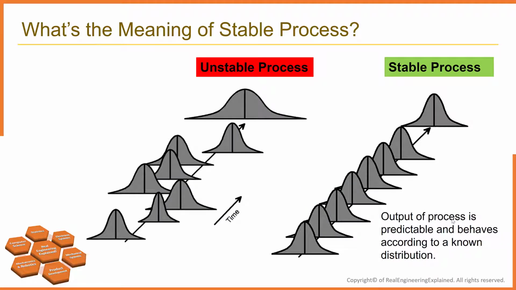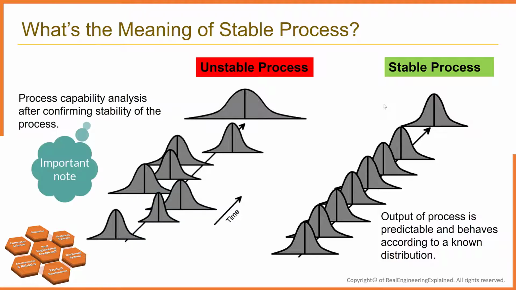In contrast, in an unstable process, the process distribution average is shifting over time. There is no direct relationship between process stability and process capability, but there is an important connection. Process capability assessment should only be performed after first assessing process stability.